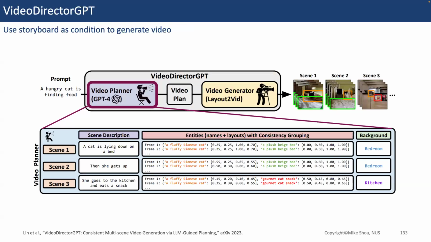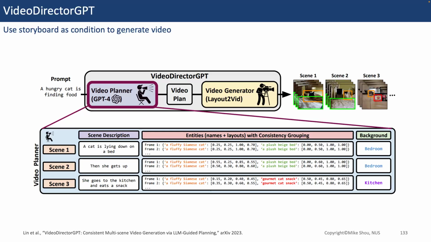And of course, we want to extend this further, especially for video generation. So an interesting approach is called Video Director GPT. This method is similar in the first step, using a model like GPT-4 as the planner to create a storyboard. For video generation, it's not just about a single layout. Instead, it involves a sequence of layout images. Specifically, the design includes different scenes, for example, scene one, scene two, scene three, and so on.